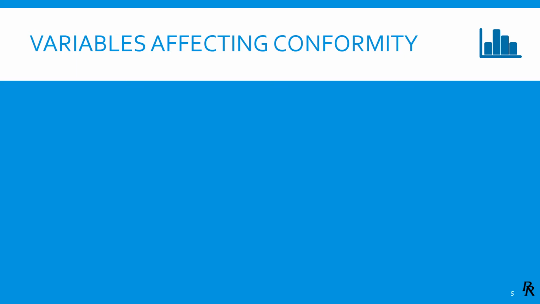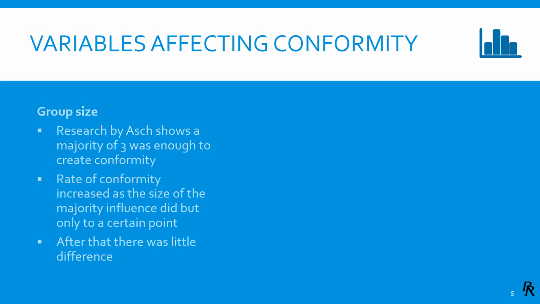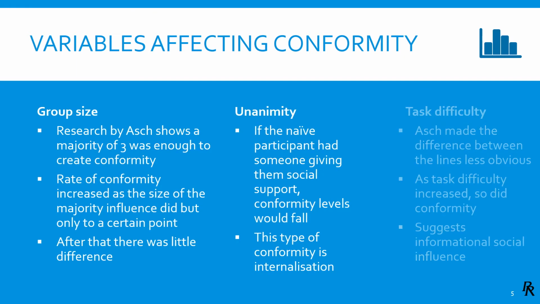Asch identified a number of situational variables that influence levels of conformity. These include group size, unanimity, and task difficulty, and you need to know how these 3 affect conformity. Starting with group size, Asch's research indicated that a majority of 3 was enough to create conformity, so the rate of conformity increased as the size of the majority influence increased, but only to a certain point. After that there was very little difference.